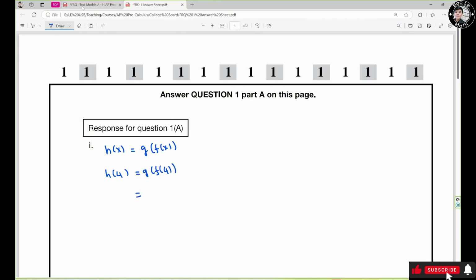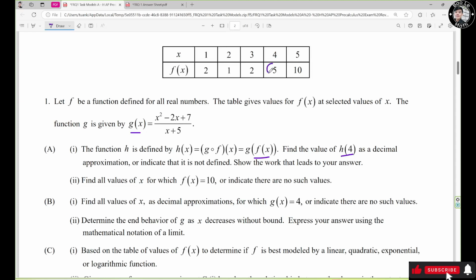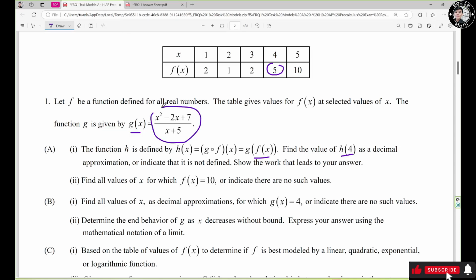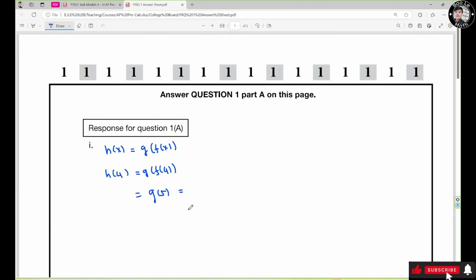f of 4 is going to be 5 right here, so it becomes g of 5. Now for g of 5, we need to use the function s squared minus 2s plus 7 over s plus 5. 5 squared minus 2 times 5 plus 7 over 5 plus 5. So it's 25 subtract 10, which is 15, plus 7, which is 22, over 10. So the answer should be 2.2.